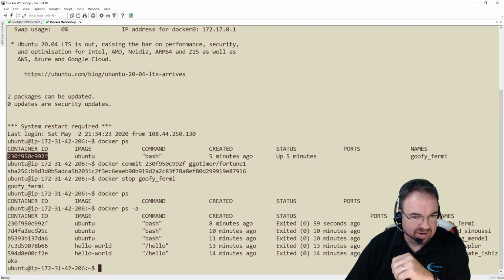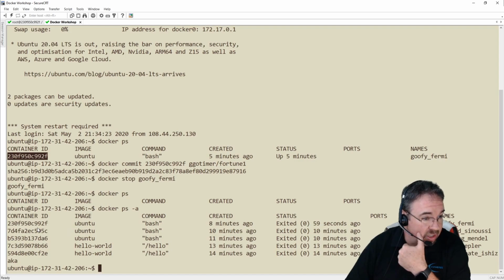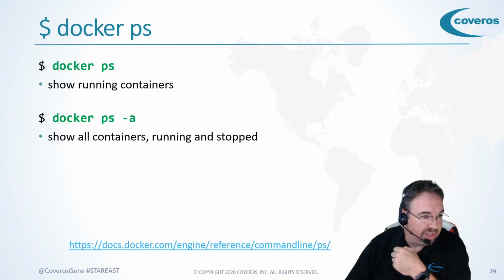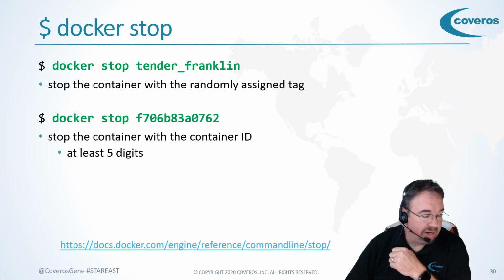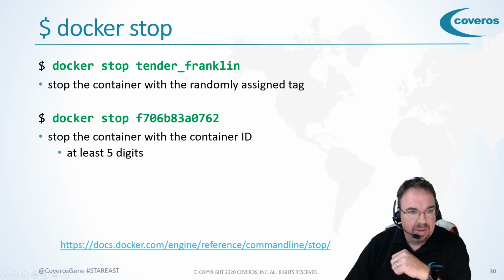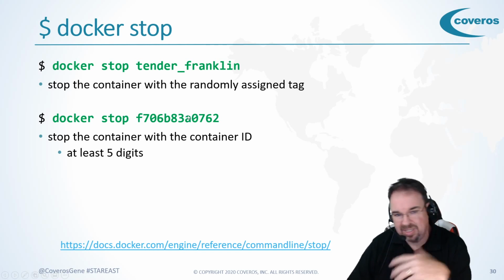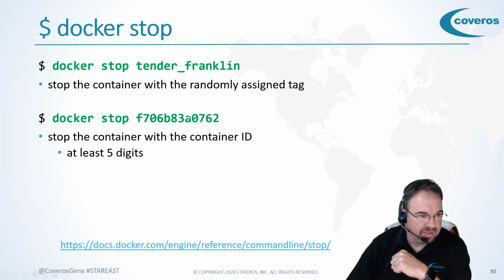They still have container IDs, okay? And we're going to see why that's important in a second. The next command we want to go through, we did the stop, right? We did the commit, we did the stop. But for the stop, we either use the tag or we can use the container ID. We need at least 5 digits. So I just cut and pasted the whole 12-digit, I think it is, hex that it gave me. If I had just typed docker stop F706B in that instance, it would have stopped it as well.